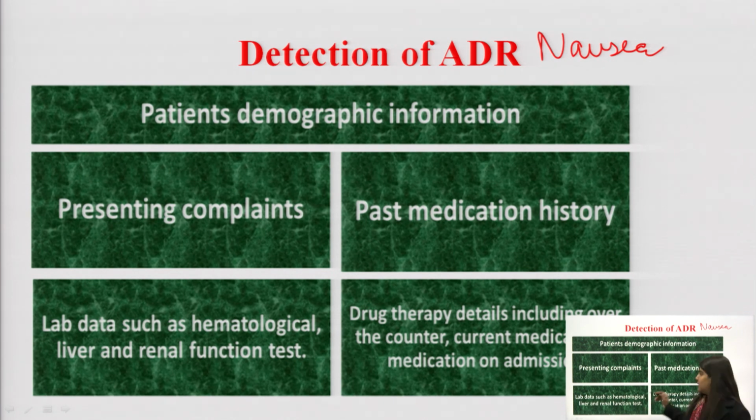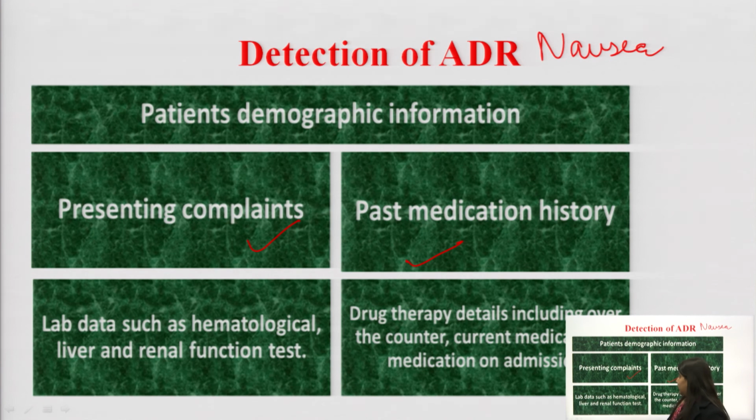Moving on to the presenting complaints, whatever symptom the patient tells you is important in detecting the ADR. What are the past medication histories? What is the number of drugs that he has taken in the past? We have read about the classification of adverse drug reactions, and we know that patients do get adverse drug reactions which are delayed in nature, type D reactions, remember.